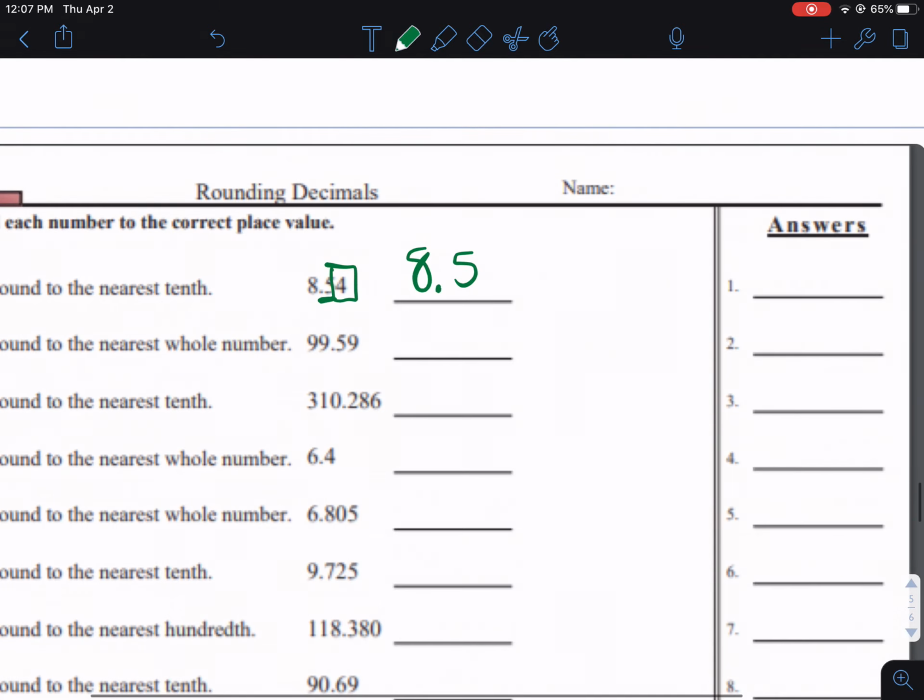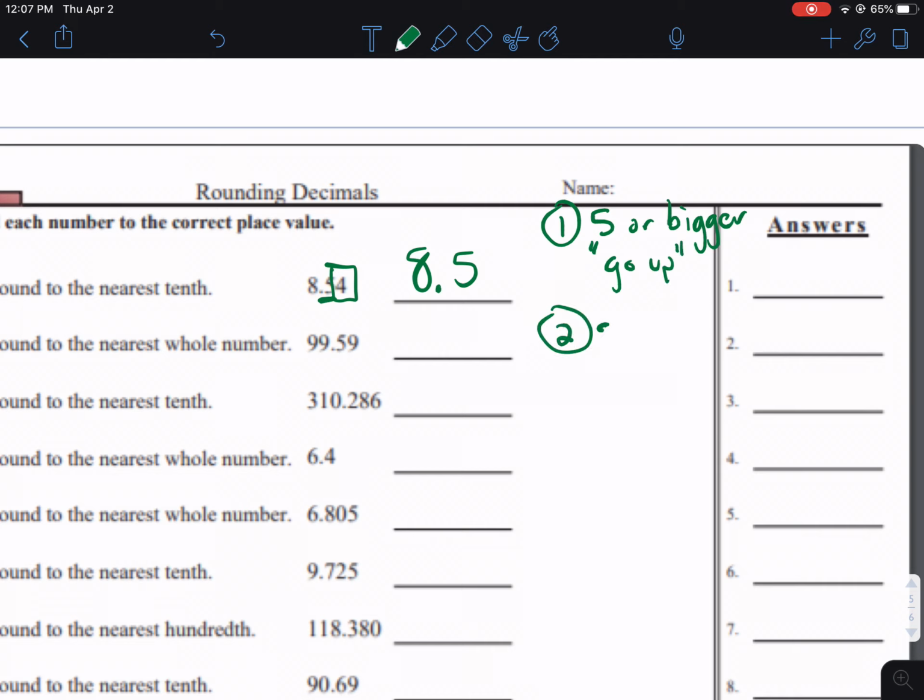If you want me to write it, here it is. 5 or bigger, go up. Smaller than 5 stays the same.